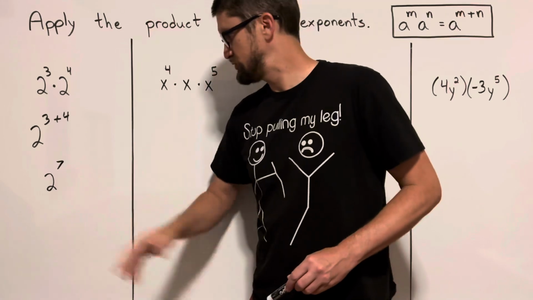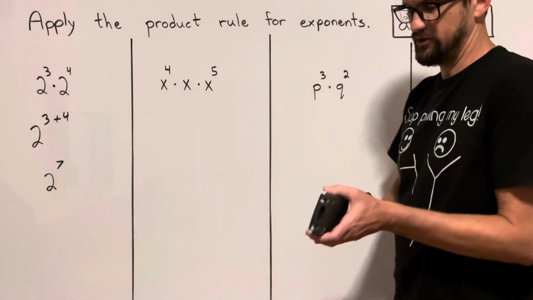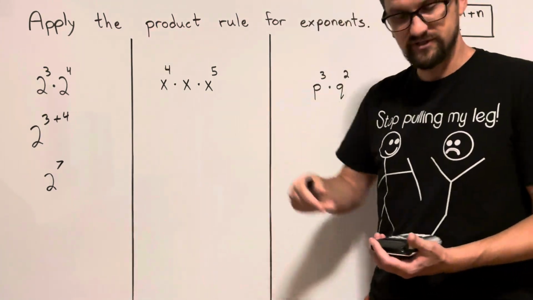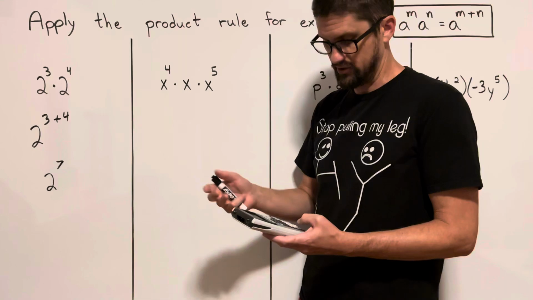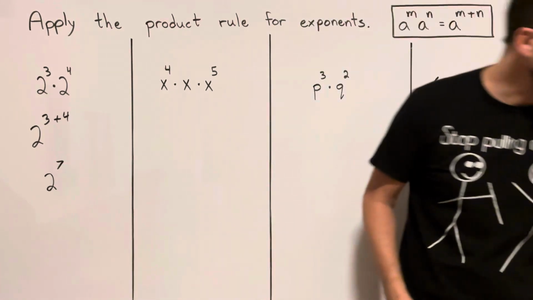If the problem wants you to multiply that out, you can use a calculator. You can do 2 times 2 times 2 times 2, 7 times, or if your calculator can do 2 to the 7th power, you should get 128.